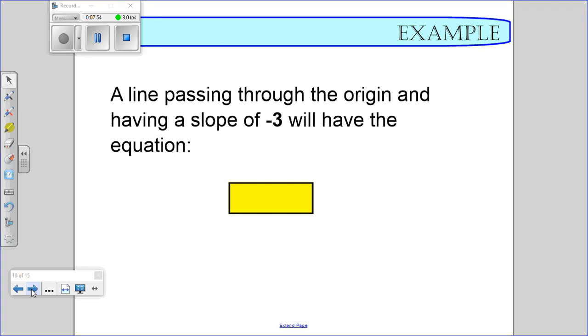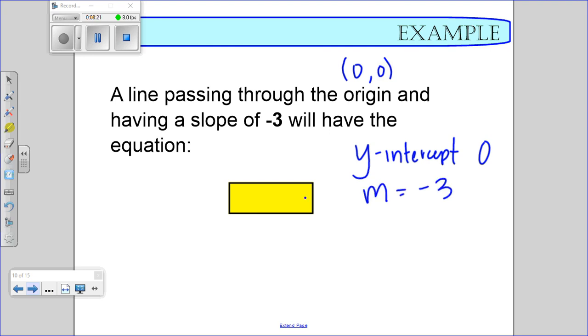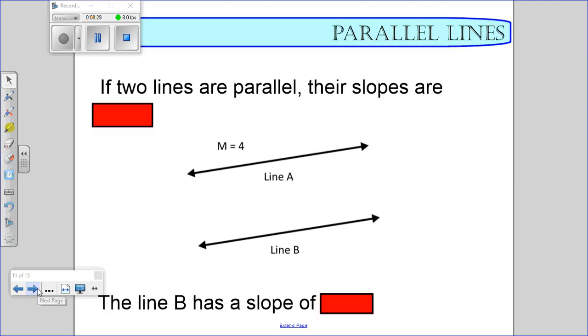So a line passing through the origin, where's the origin? That's (0, 0), and having a slope of -3, that means that my y-intercept is 0 because that's where it crosses the y-axis, and my slope is -3. So my equation is y equals -3x. There is no plus or minus b.